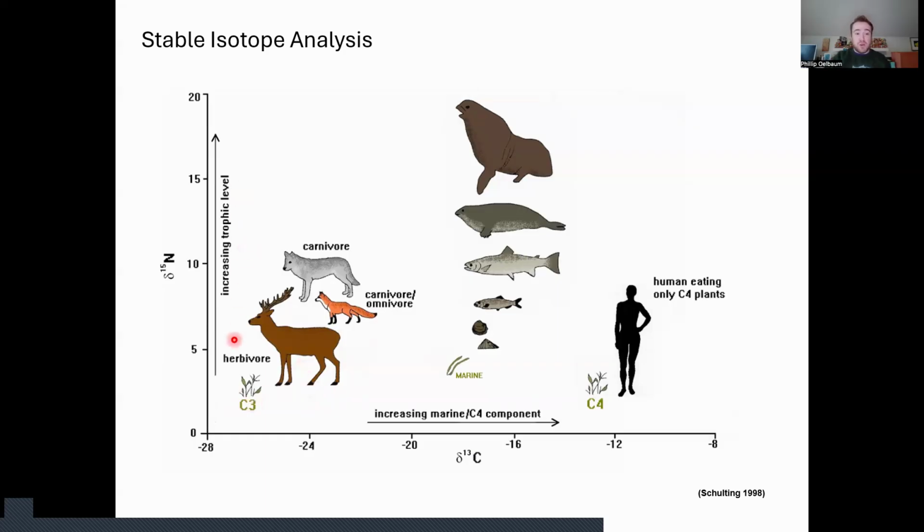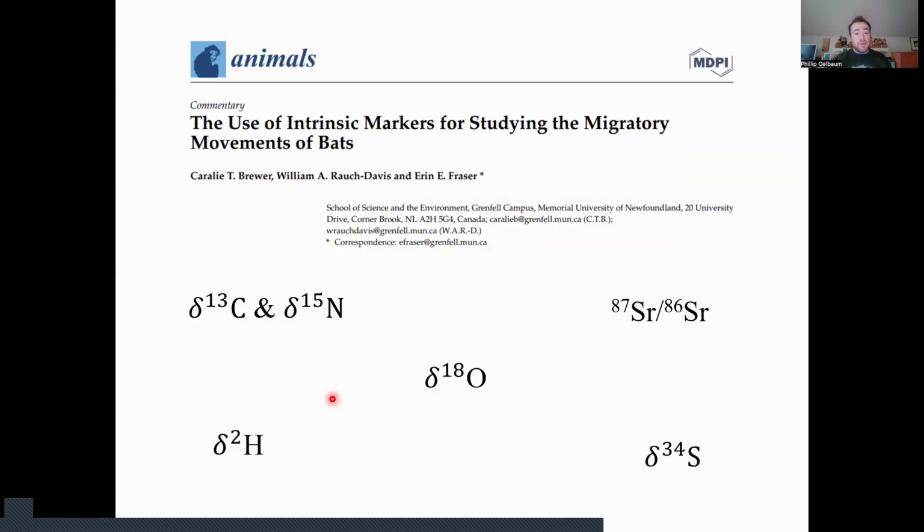Nitrogen increases with trophic level at a rate of about 2.5 parts per mil per trophic step, 2.5 to 4, not a hard rule. And then using these two things together, we're able to generate two-dimensional isotopic niches, as I was saying. There are a lot of other different stable isotopes that we're able to use, and they're useful in other contexts as well.